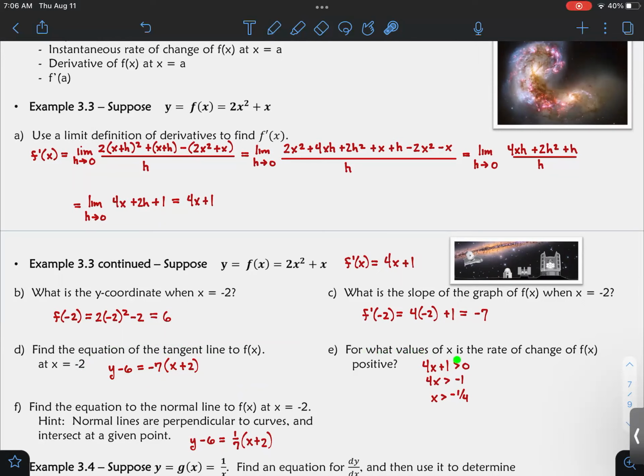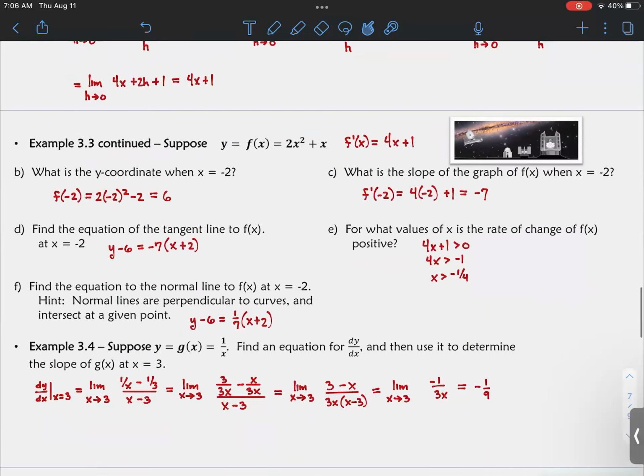For what values of x is the rate of change positive? This maybe a little trickier, but if you think about it, it's not too bad. I already have an expression that describes the rates of change at any x value I want. So I'm basically asking, when is this expression, 4x plus 1, going to be greater than 0? That would be positive, and then I just solve out that inequality.